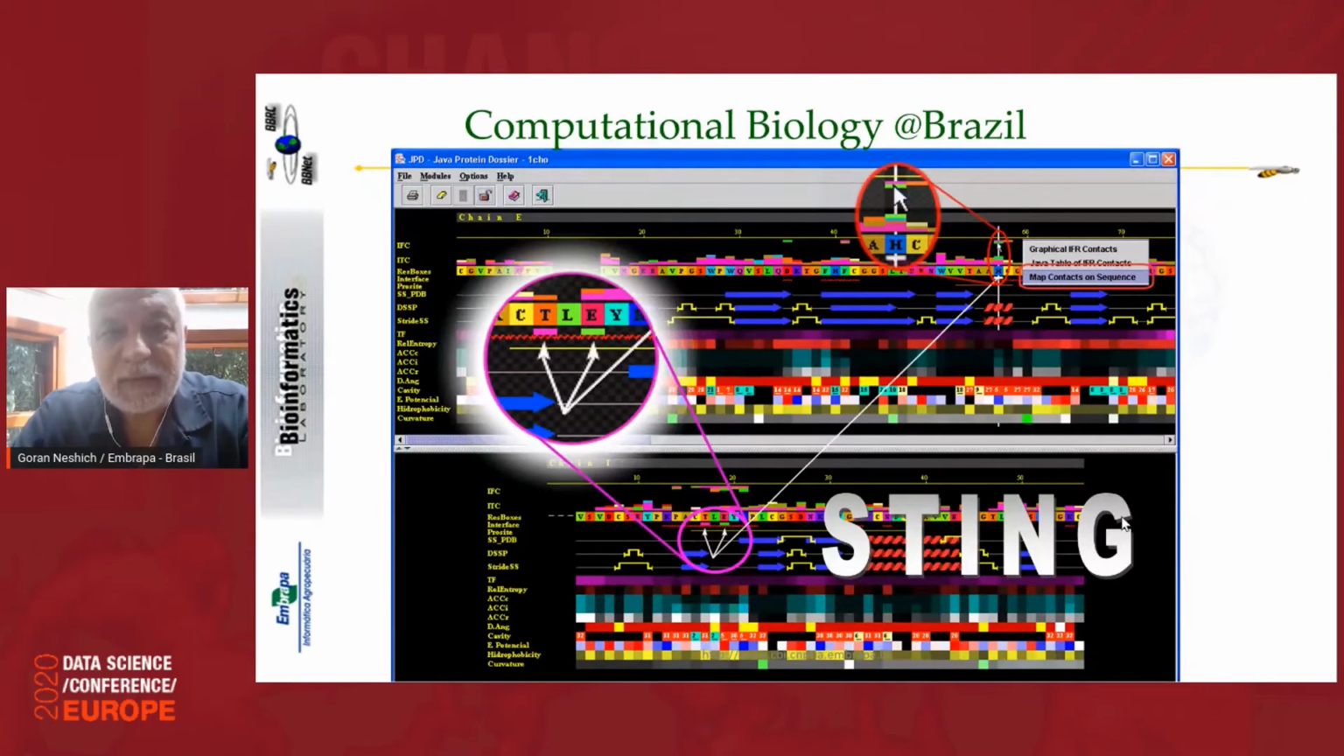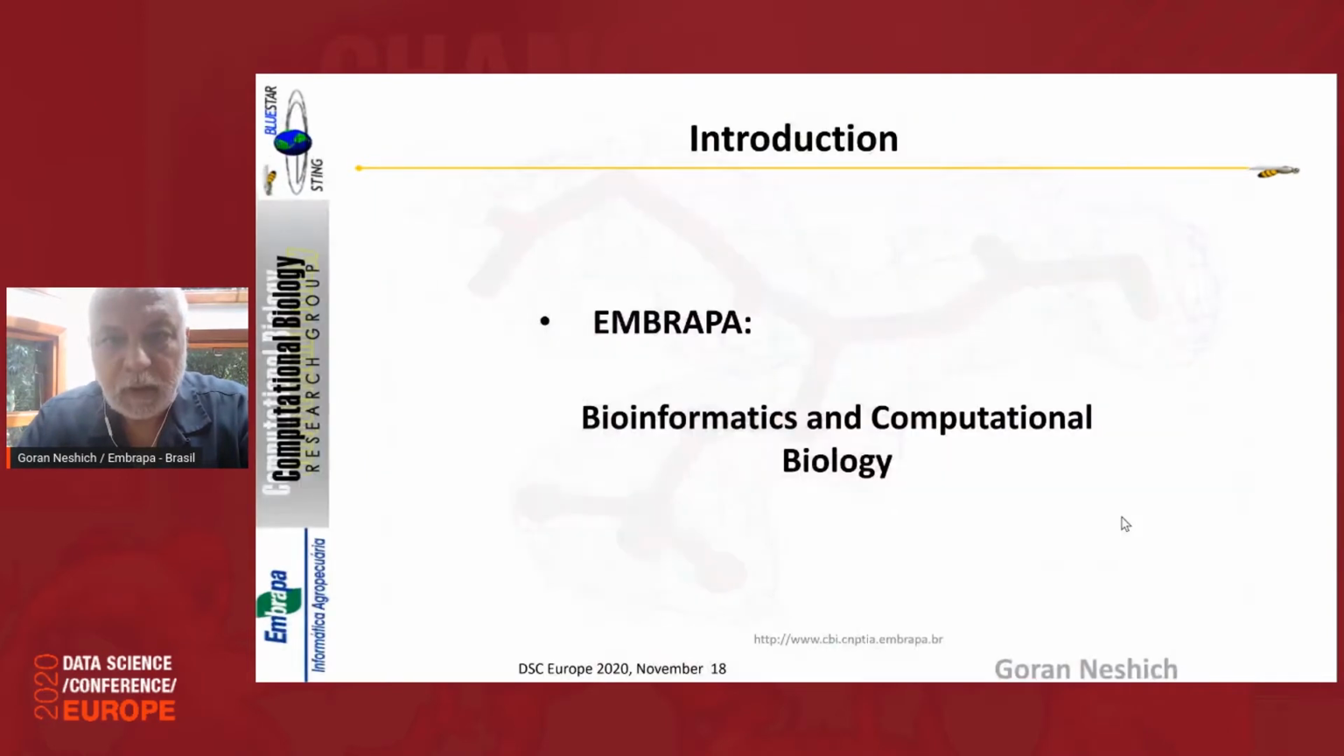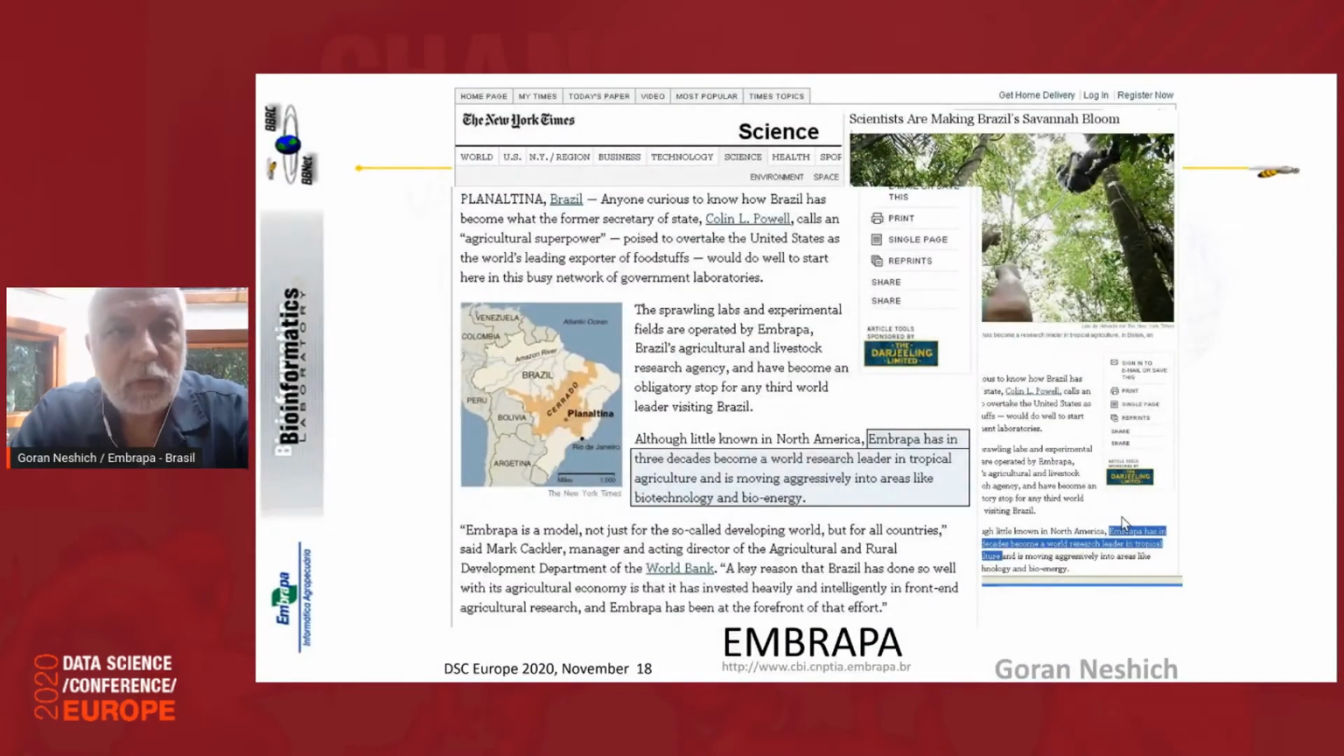Also, we produced the Sting platform. And that platform was developed here in my laboratory. And I will be speaking about that. I work at Embrapa, where we have bioinformatics and computational biology lab. And Embrapa, according to the New York Times a few years ago, has in 3 decades become a world research leader in tropical agriculture and is moving aggressively into areas like biotechnology and bioenergy. And that's where I work.